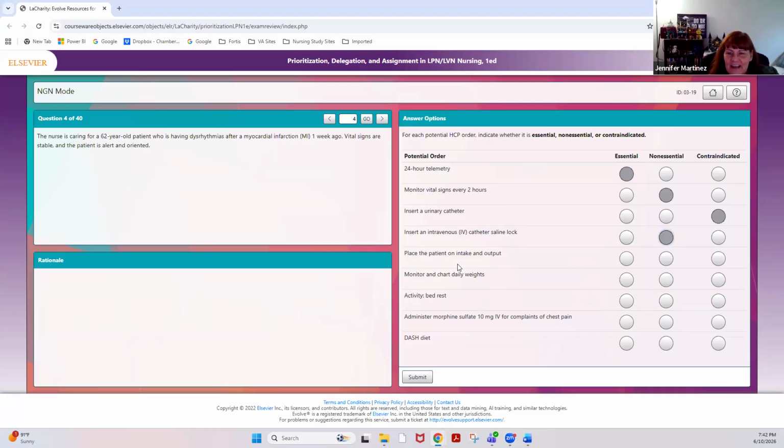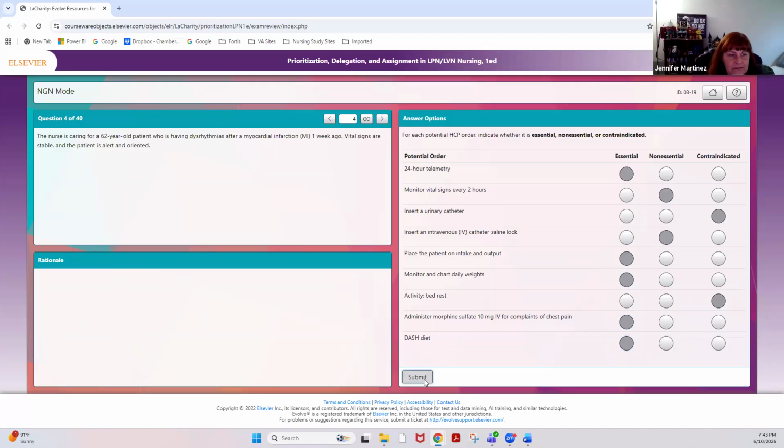Place the patient on intake and output. Essential. Monitor and chart daily weights. Essential. Bed rest. Essential. Hmm. Administer morphine 10 milligrams IV for complaints of chest pain. Essential. These questions stress me out. I agree. I would get stressed out too. And a DASH diet. Yes.